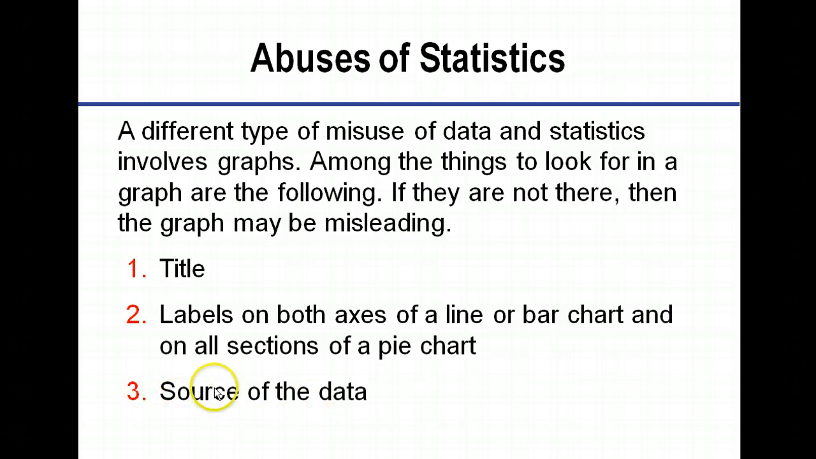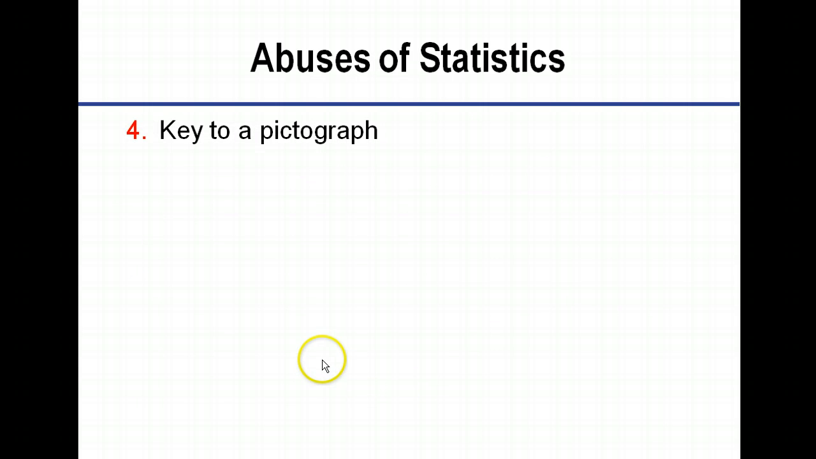Three, the source of the data. So if we're not told where the data is coming from, who was surveyed, or what the survey was like, or those kinds of things, then we're having to, again, interpret and come up with information ourselves that wasn't there. If there's not a key to a pictograph letting you know what the symbols actually stand for, then again, we can't really interpret what the picture is meaning.